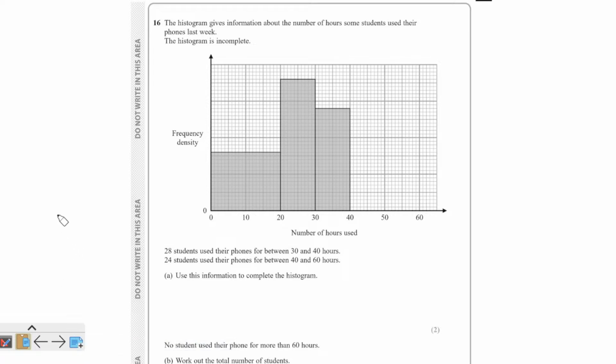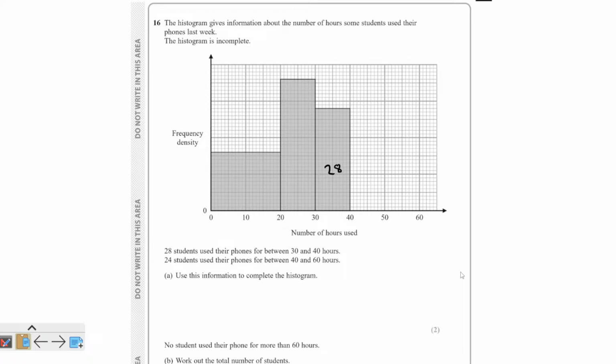Okay, question 16, we've got a histogram. The histogram gives information about the number of hours some students used their phones last week. And you can see that they've said the histogram is incomplete, we're missing something over here. They then told us that 28 students used their phones for between 30 and 40 hours. That's one that we already know. So this bar represents 28 students. And then they've said that 24 students used their phones for between 40 and 60 hours. So that's the one we are obviously going to need to draw. Use this information to complete the histogram.